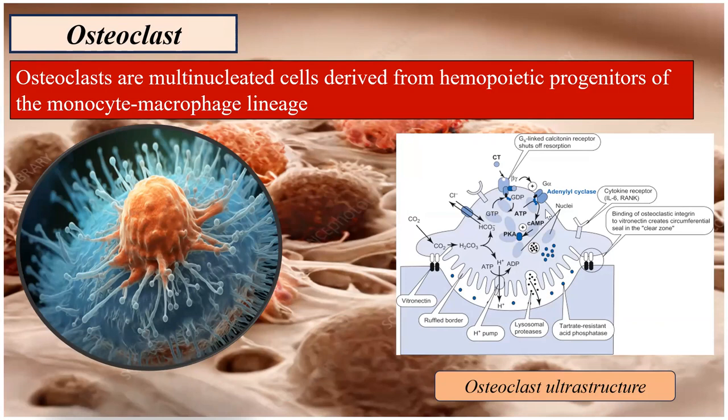The mature osteoclasts will have a ruffled border, and this ruffled border has a high cellular activity, and they have this hydrogen pump. They can release the lysosomal proteases, they can release the tartrate resistant acid phosphatase, and there are so many other receptors around the osteoclast cells to do this bone resorption activity.